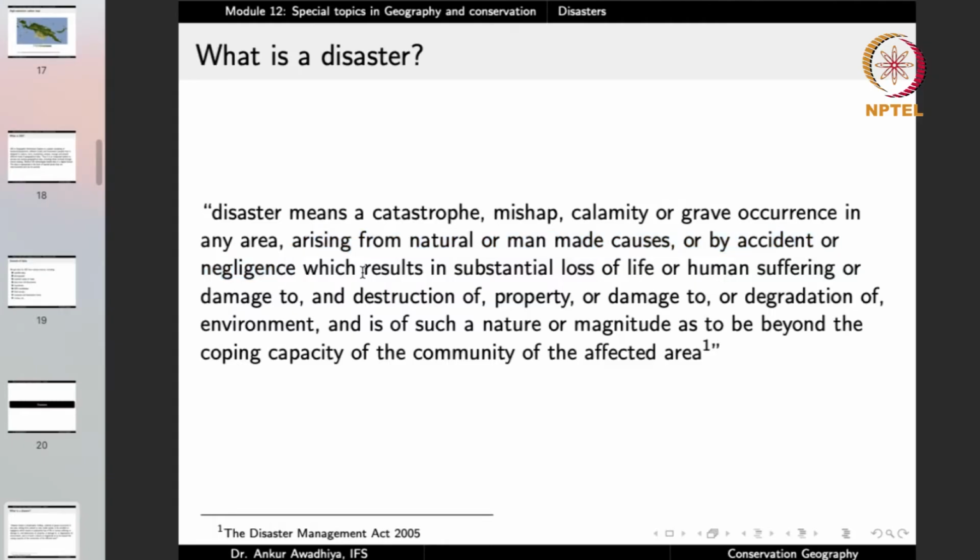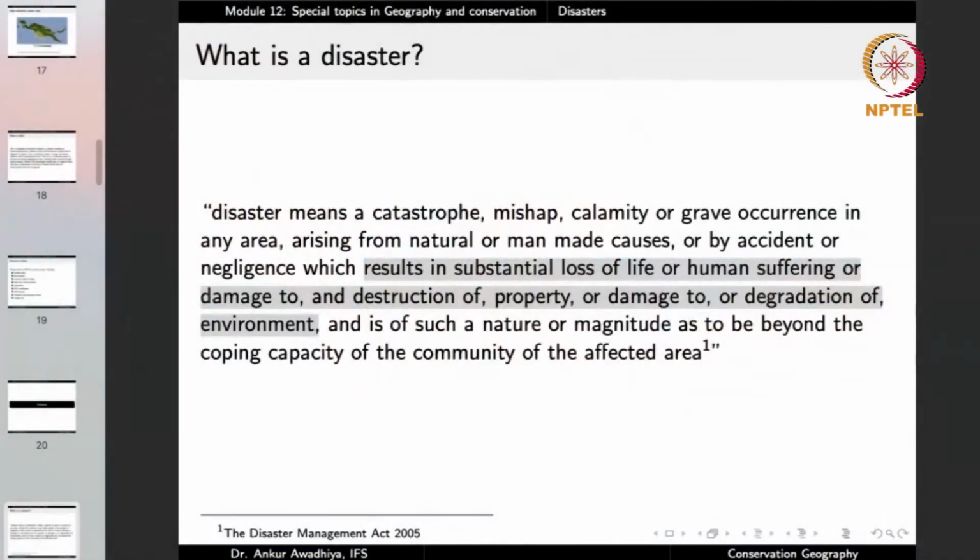And the common feature is that any of these disasters results in a substantial loss of life or human suffering, or damage to and destruction of property, or damage to or degradation of environment. So it can result in a loss of life, a huge amount of human suffering, or it can damage or destroy property, or damage or degrade the environment. So if there is a degradation of the environment, that too is a form of disaster. If there is large scale industrial pollution, or a release of noxious chemicals into the water bodies, these are all different kinds of disasters, and are of such nature or magnitude as to be beyond the coping capacity of the community of the affected area.